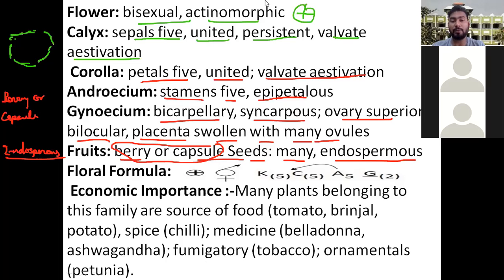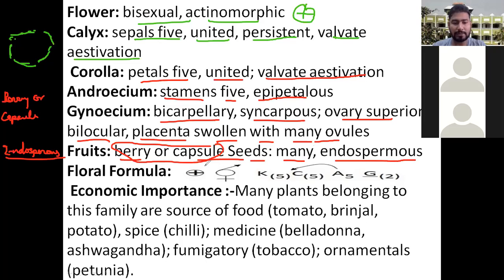This is a very important point you have to learn. Very confusing, because the common phenomenon in dicots is non-endospermous, but most of them here are endospermous, meaning they retain the endosperm. They will not completely consume it during the germination of the seed. Is it okay? Is it clear? Yes, sir. Okay, very good.